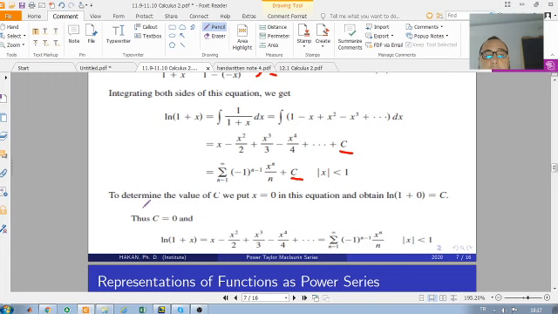So to determine the value of C, we put x equal to 0 here, because this is equal to ln(1 + x).